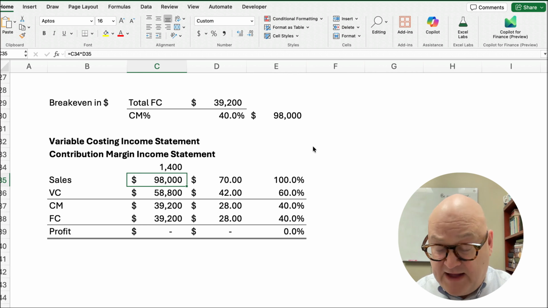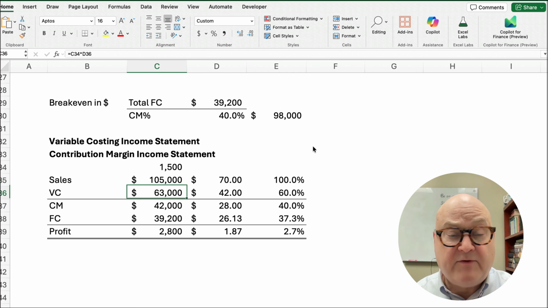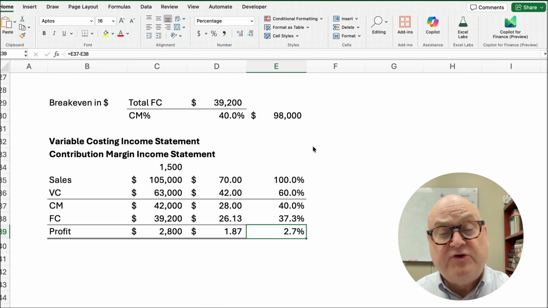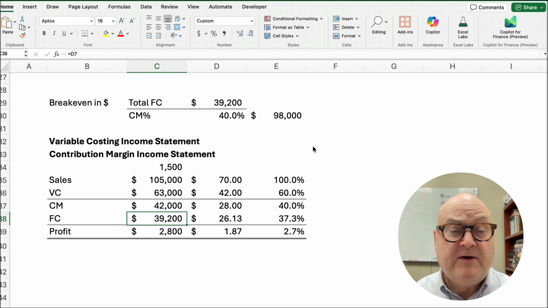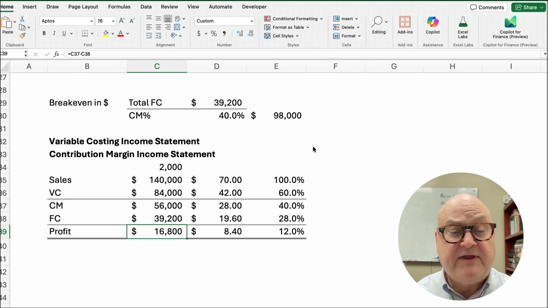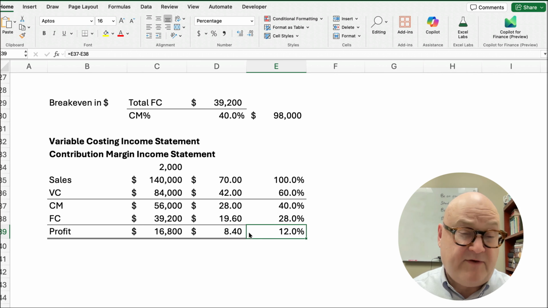And then above that, we would have maybe 1,500. Well, what kind of profit would we have? Well, we'd have 2,800. We'd make $1.87 per unit, or make 2.7%. Well, what if we made sales of 2,000? Well, everything's looking better. We have a profit of $16,800. Our profit is $8.40 per unit, or a 12% profit margin.